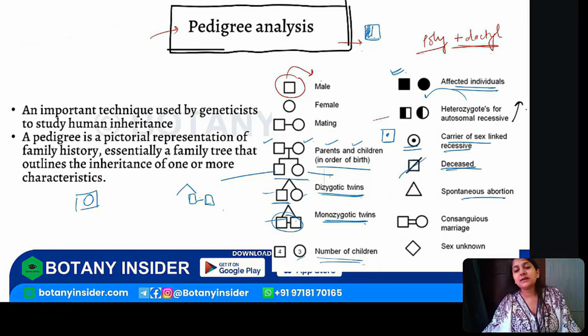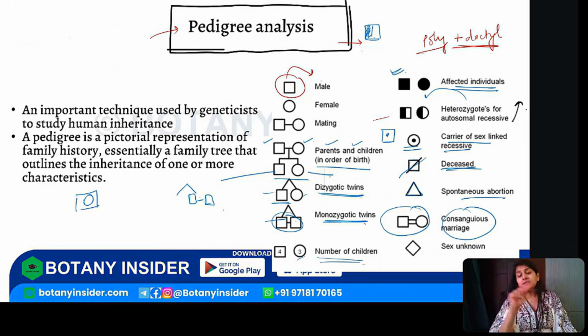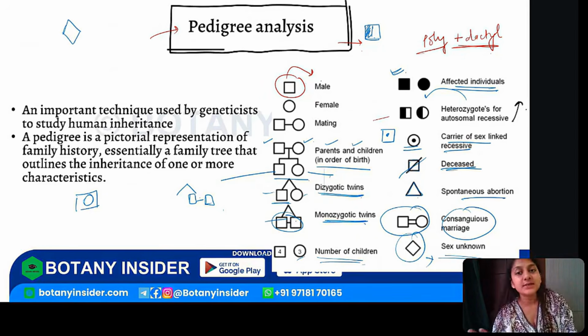Spontaneous abortion is a triangle. Consanguineous marriage, that is marriage between relatives, is shown with a double line between the two symbols. And if the individual has unknown sex, it is represented with this symbol, right? It is represented like this. So remember all of these symbols. They are very, very important.